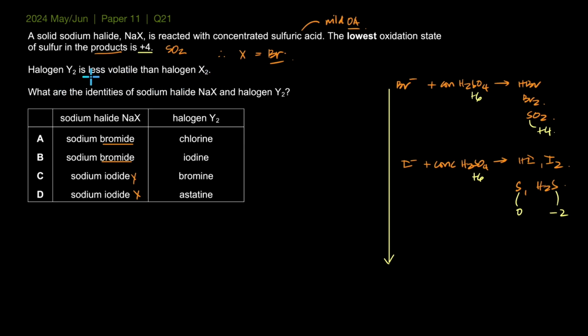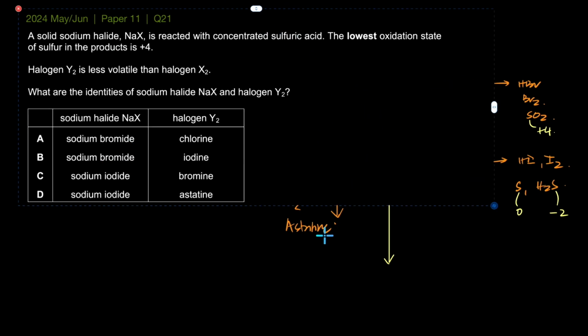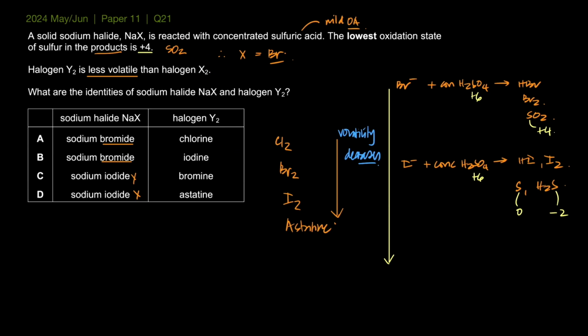Then I'm saying Y is less volatile. That means it has a higher melting point, higher boiling point. So basically Br2, Cl2, I2, astatine, you know. Down group 17, what happens to volatility? Volatility decreases. They're harder to vaporize because the intermolecular forces become stronger and the boiling points rise. So that's the main game here.